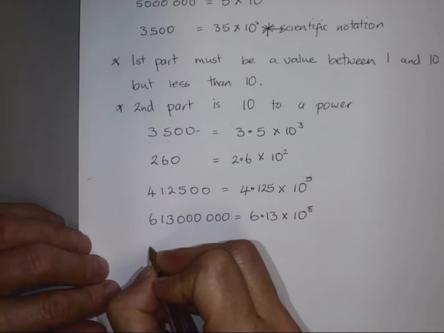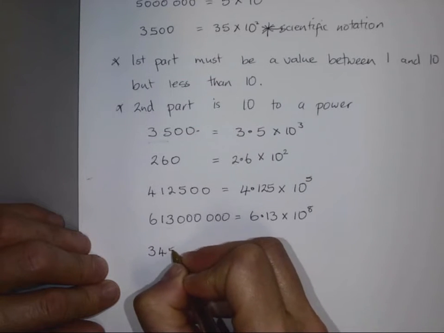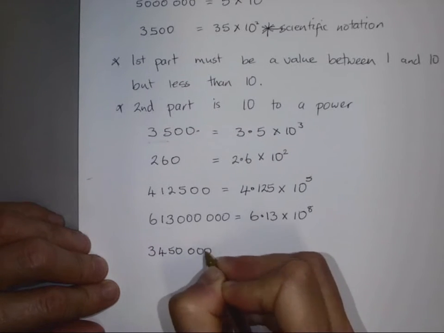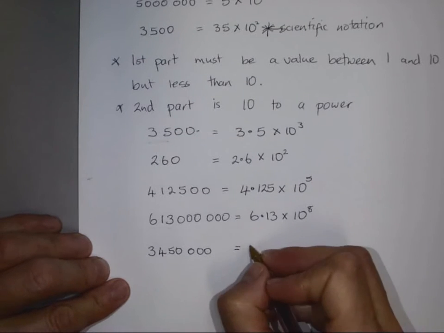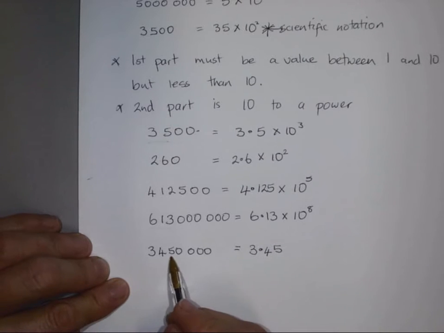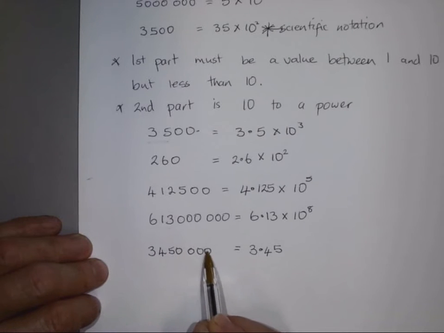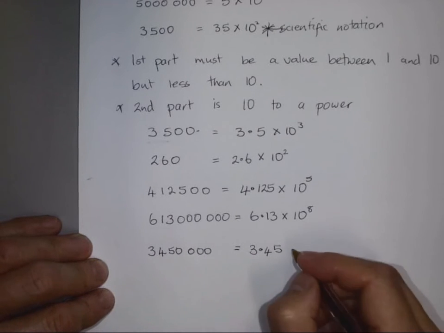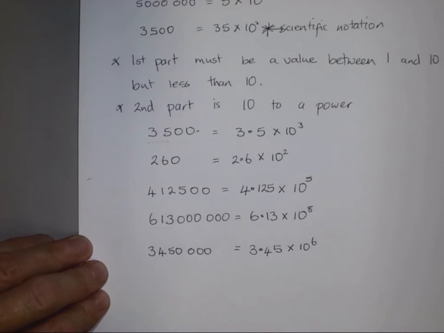I'll try another. Say I won 3,450,000 euros. That would be 3.45 and after this is where we're putting a decimal, so there's going to be 1, 2, 3, 4, 5, 6 numbers after the decimal. 10 to the 6th. Okay, there's some examples of scientific notation.